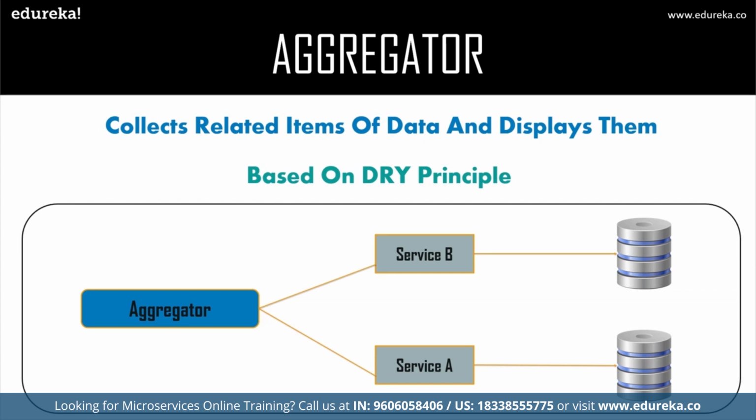So if you have to understand the aggregator pattern, guys, it's really simple. The aggregator pattern is basically a web page which invokes various services to get the required information. So whenever a client requires specific information from 2 or 3 services, you can go forward with this aggregator design pattern.